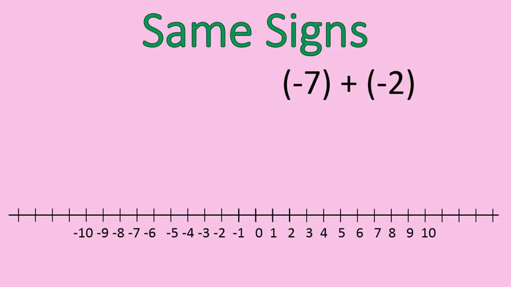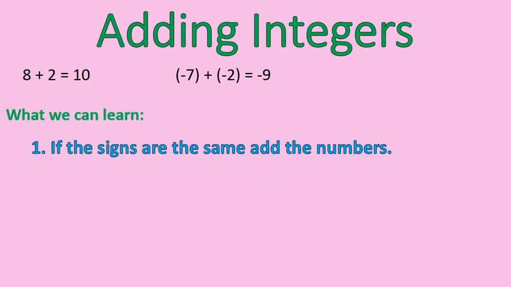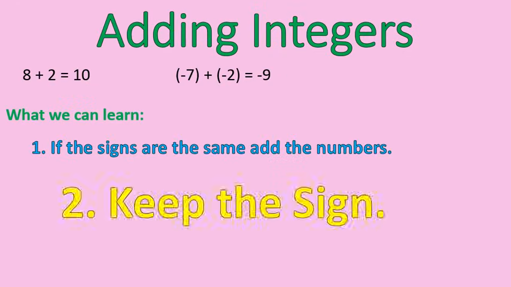It's the same with negatives. -7 plus -2 will give us -9. When the signs are the same, you add the numbers and keep the signs.